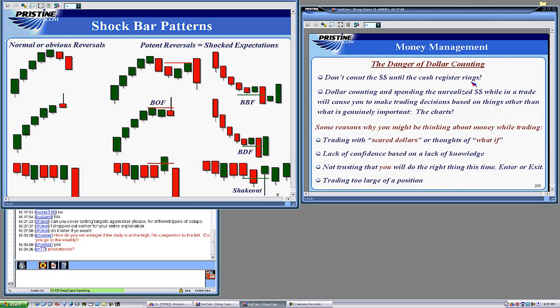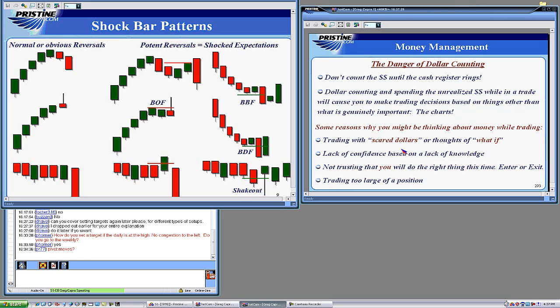This is an important point. It's not your money until you exit the trade. Don't count money until it's out. You're thinking about the money while in a trade. You should be focusing on what's important: the market environment and what you're seeing on the chart.